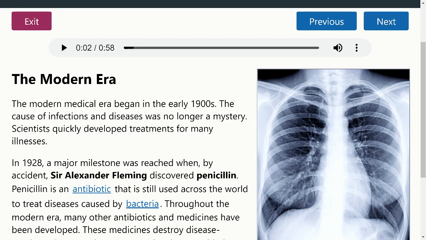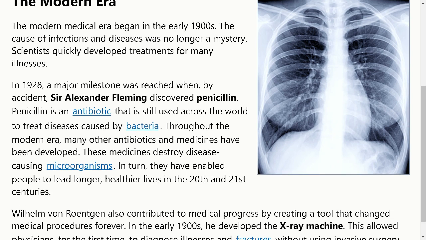The modern era. All right. The modern era began in the early 1900s. The cause of infections and diseases was no longer a mystery. Scientists quickly developed treatments for many illnesses. In 1928, a major milestone was reached when, by accident, Sir Alexander Fleming discovered penicillin. You know, that's the antibiotic. Antibiotics are used to treat bacteria. They don't do anything for viruses.